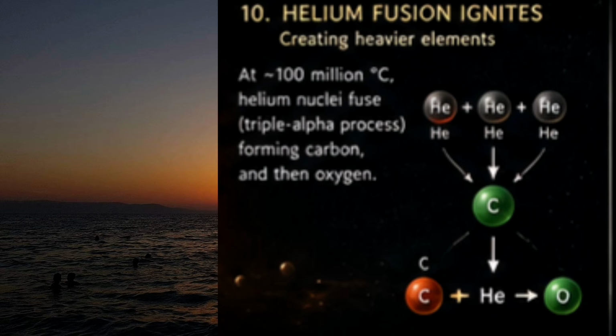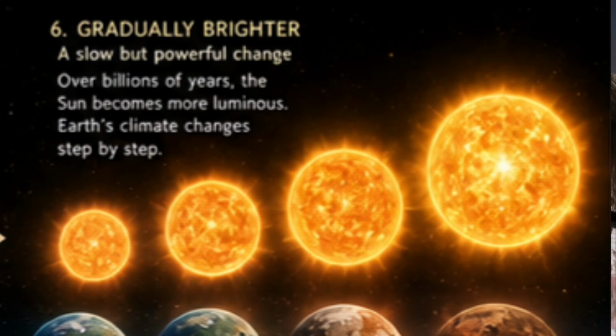3 helium nuclei will fuse into carbon. A carbon nucleus plus a helium nucleus will fuse into oxygen, and so on. The Sun will constantly get brighter. By the way, it's already 30% brighter than it was at the beginning of the main sequence. As its life approaches an end, it will be brighter, while the core contracts.